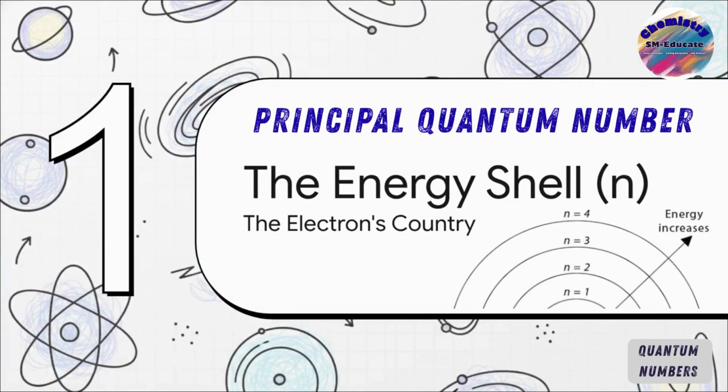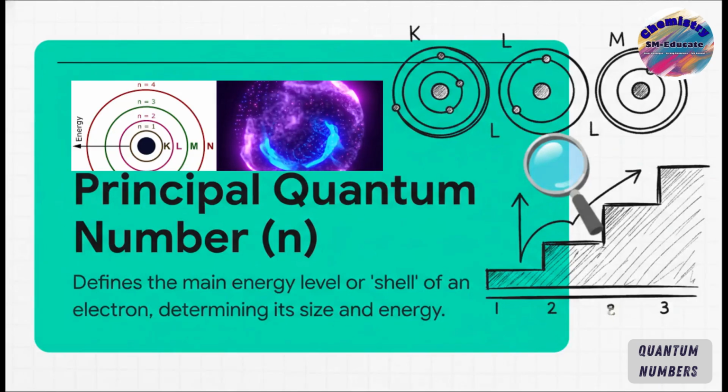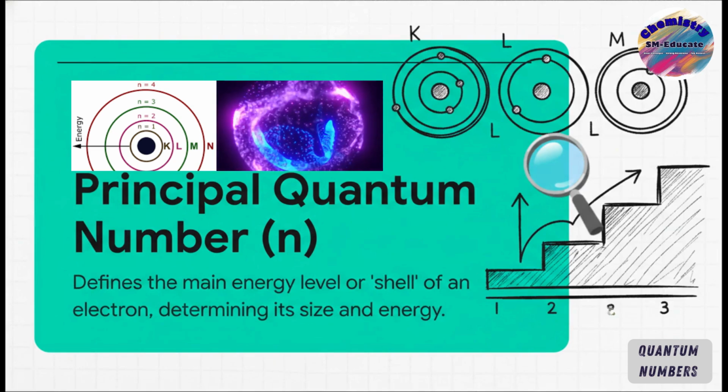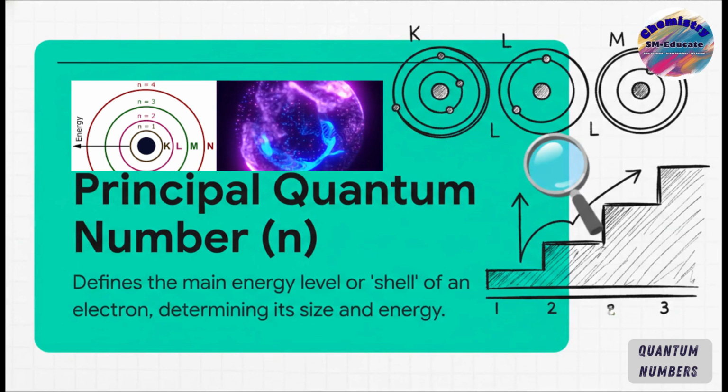All right, let's jump into the first part of the address, the principal quantum number, which we just call N. In our analogy, this is the electron's country. It gives us the main energy level that the electron lives in. So N defines the main energy shell. And if you remember Bohr's model of the atom, with those K, L, and M shells, well, N is basically the modern quantum version of that idea.